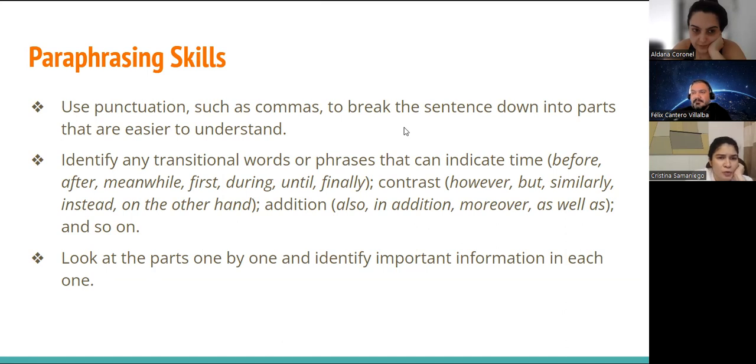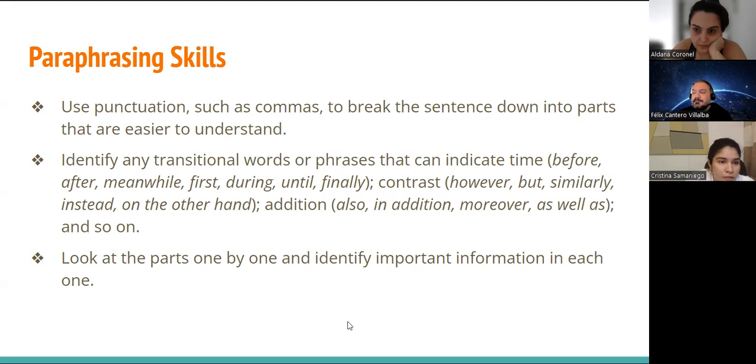Paraphrasing skills. Use punctuation such as commas to break the sentence down into parts that are easier to understand. Fortunately, all the texts that we see in the TOEFL will be punctuated correctly, written with proper grammar, so it will be easy for us to separate the ideas. Remember, last class we were talking about simple, complex, and compound sentences where you have one or more ideas. There, the punctuation will separate the different clauses that represent the different ideas in the compound sentences.